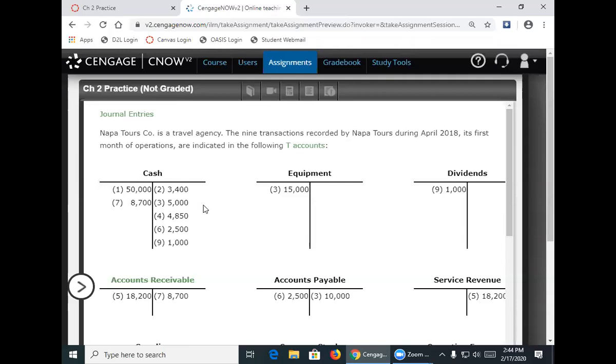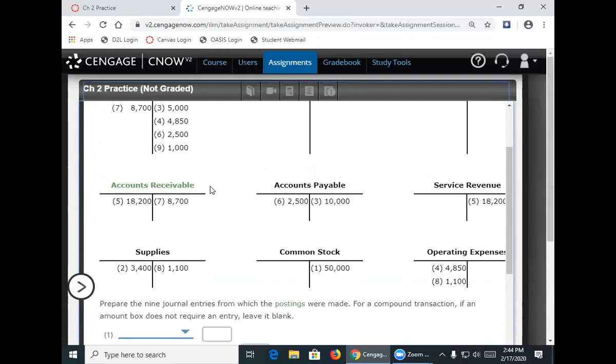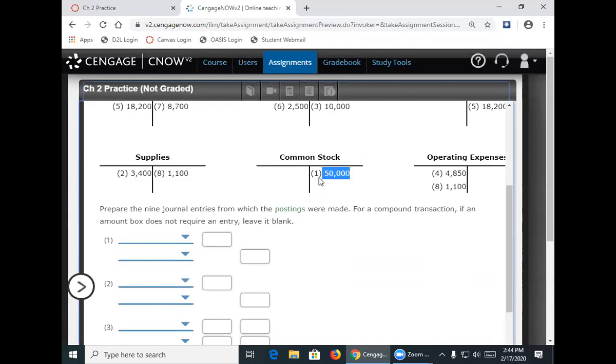So again, it's pretty easy. I look for the number 1 first. I have a debit to cash. What got credited? Common stock. So I'm truly just looking for my debit and credit. I debited cash and credited common stock, 50,000. It's kind of easy, but just showing you a different approach. The biggest thing when doing these 9 journal entries is to always list our debit account first.